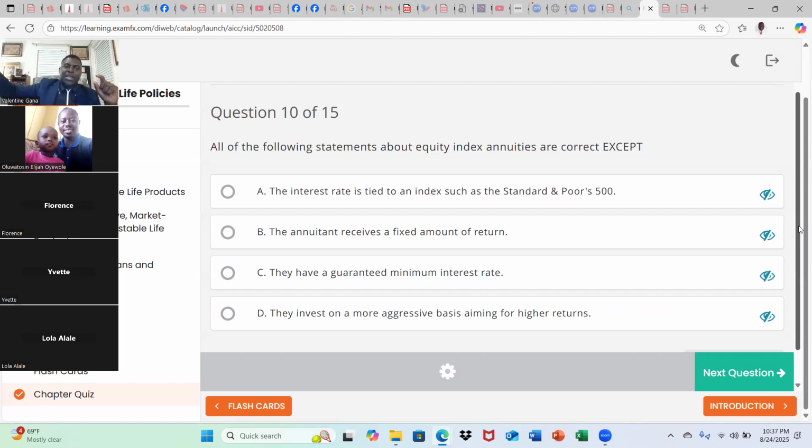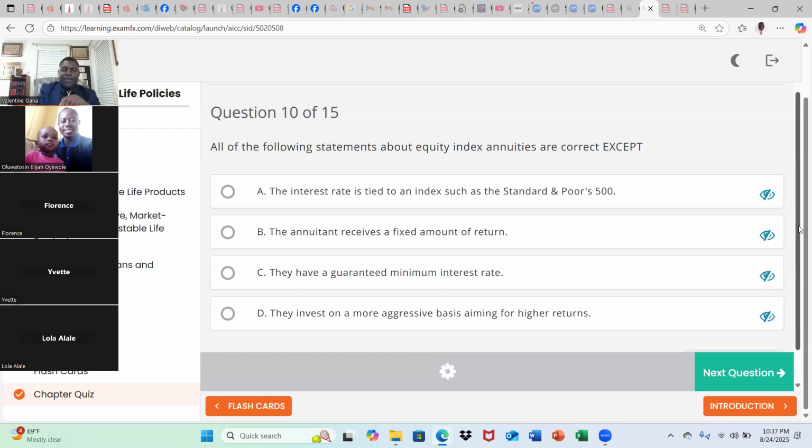When the S&P grows by 10%, you're going to get 10%. So the question says the interest rate is tied to an index such as the Standard & Poor's, which is true. So we eliminate that one. They say all of the following statements about equity index annuities are correct, except, so 3 are correct and 1 is wrong. We already eliminate A because it's correct.